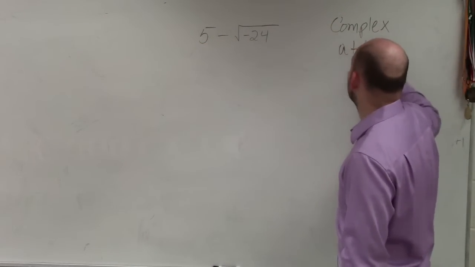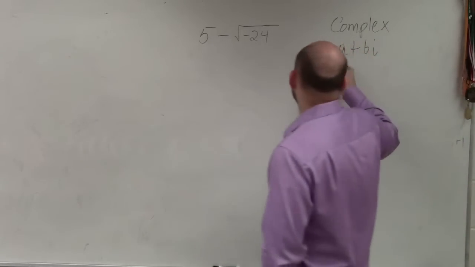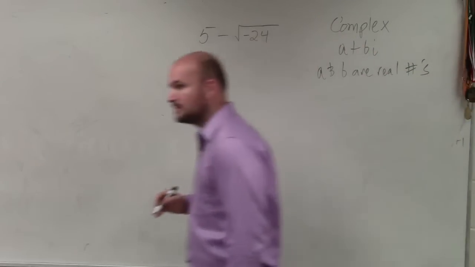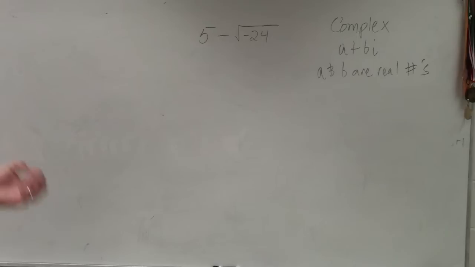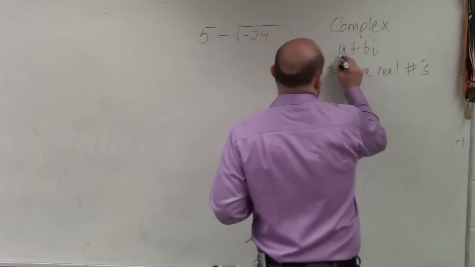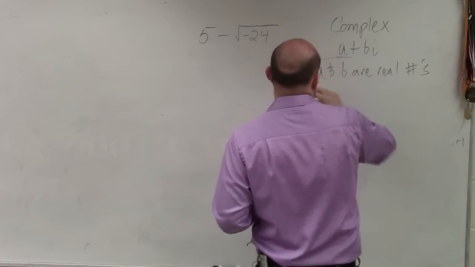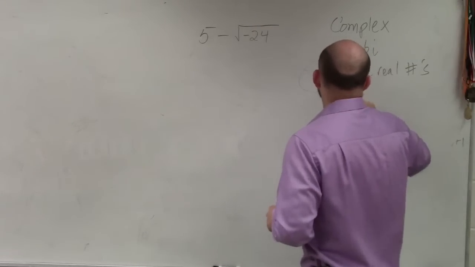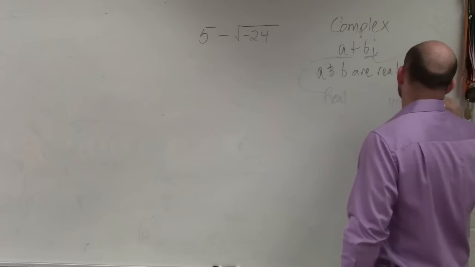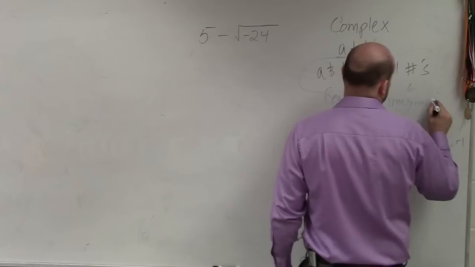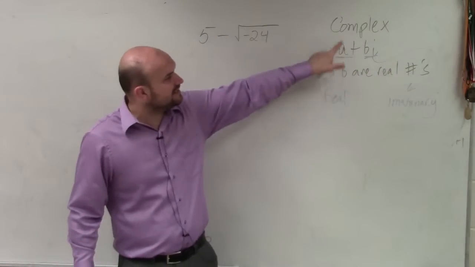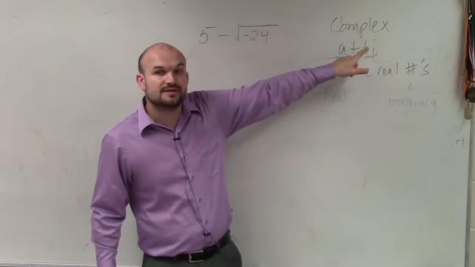Complex numbers are in the form of a plus bi, which I wrote over there, where a and b are real numbers. So a and b represent real numbers, and I represents the square root of -1. But they're complex numbers because they contain a real and an imaginary part. All right? So when we're looking at this, Jasmine, you can see that there's a real and there's an imaginary part for this.